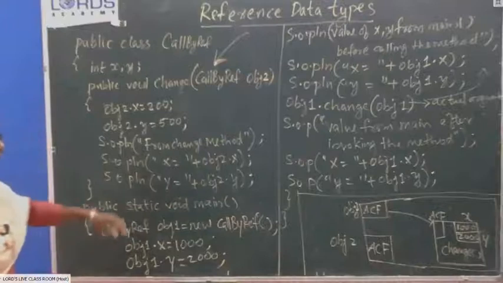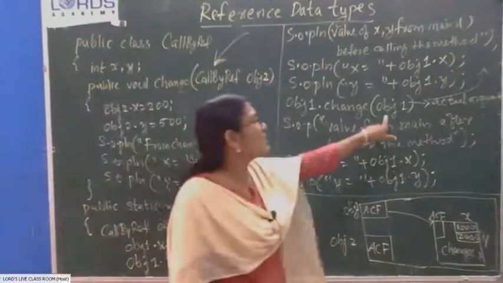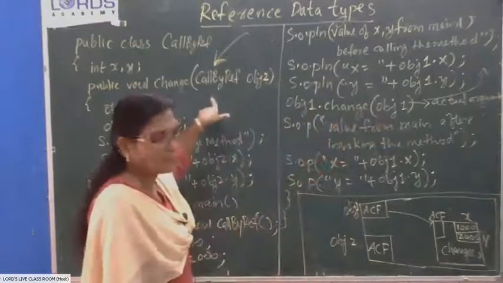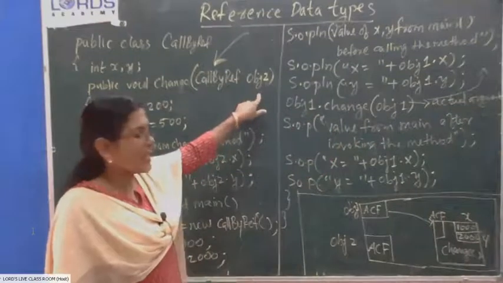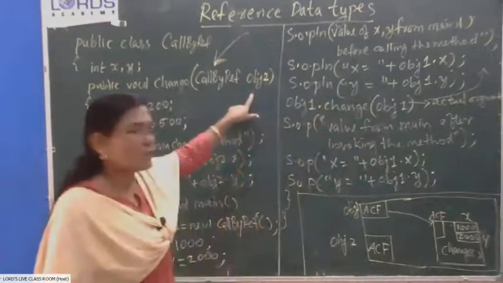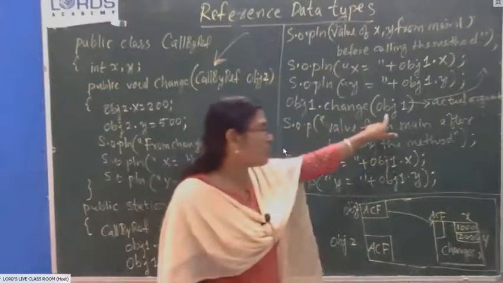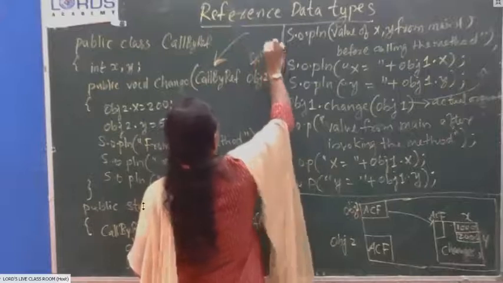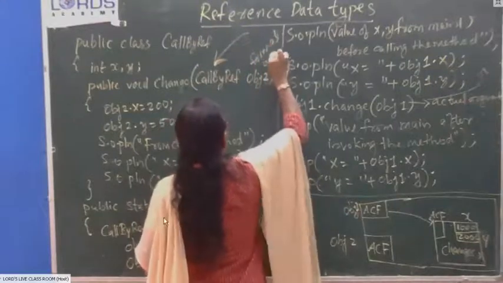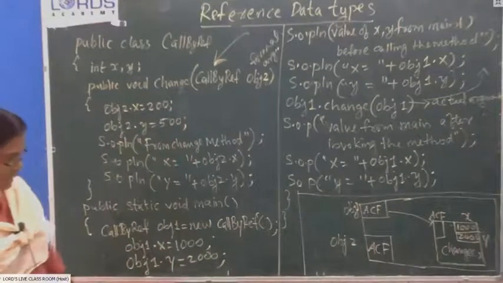I'll write. So control comes here. Control comes to you. When the method call is encountered, control jumps to that method and the actual argument's value will be copied to the formal argument. Formal argument is object 2, actual argument is object 1. This is a formal argument. Object 2 is the formal argument.